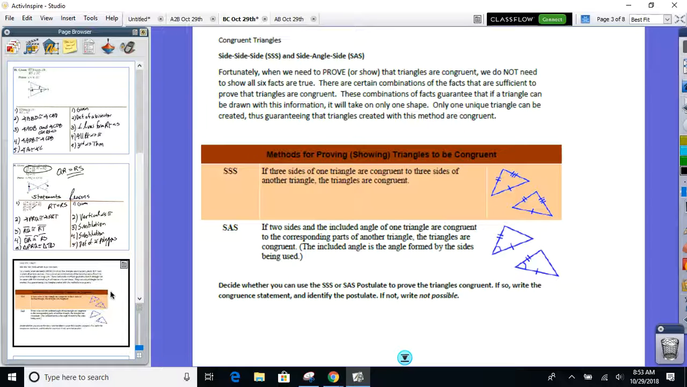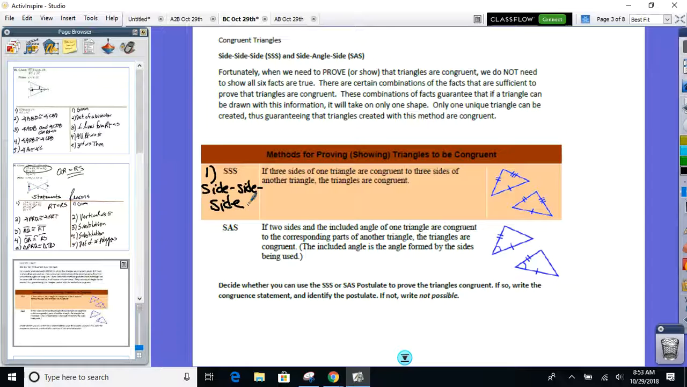Over the next 3 or 4 days, I'm going to show you 5 different ways to prove triangles congruent. That'll have a lot less information than all 6 pairs congruent. First 2 today. I'm not going to throw all 5 at you at once. The first way to prove triangles congruent is SSS, which is an abbreviation for side, side, side.